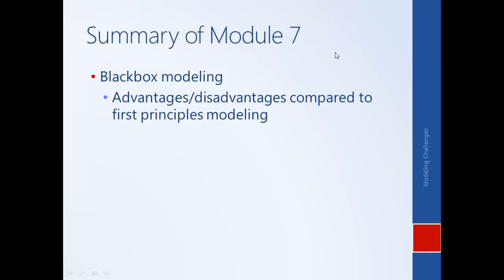Think back to earlier lectures where we discussed some of the advantages and disadvantages of black box modeling compared to first principles modeling. So, for example, we looked at using an equivalent circuit model for batteries. The advantage of generating this black box model as an equivalent circuit is that we didn't have to understand the underlying chemistry of the battery. So that's an advantage of black box modeling.